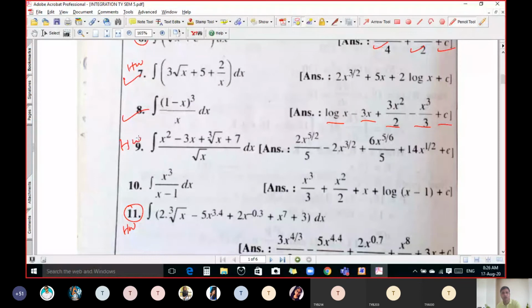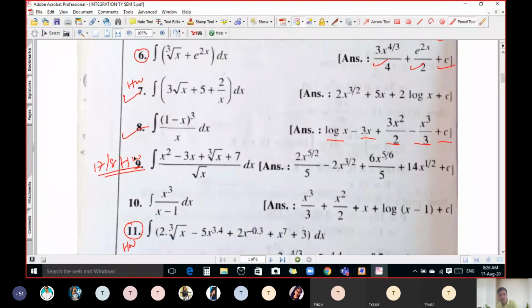Now, question number 9. Consider this as your homework. Do almost the same thing. First, no need to simplify the numerator here because it is already in simplified form. Divide each term by root x. Instead of x, it is root x. Do the proper calculation. You will get this answer. If you have any problem in this question, we will discuss in our next lecture. So this is your homework for today.